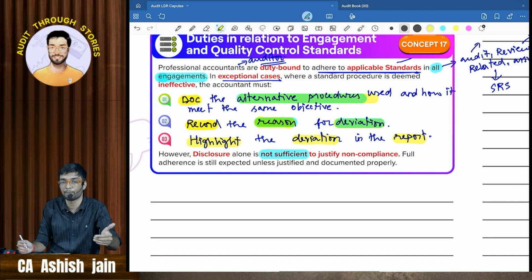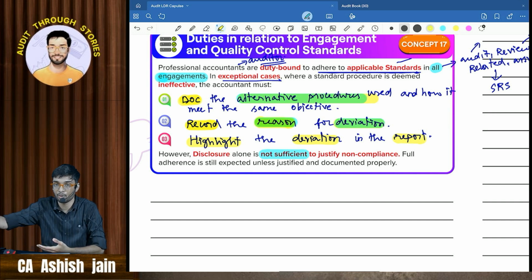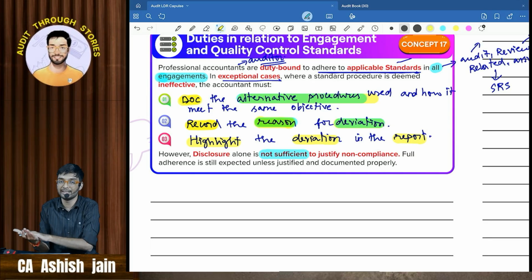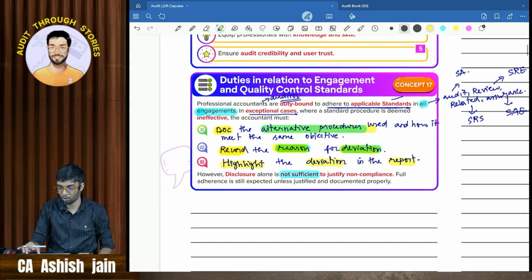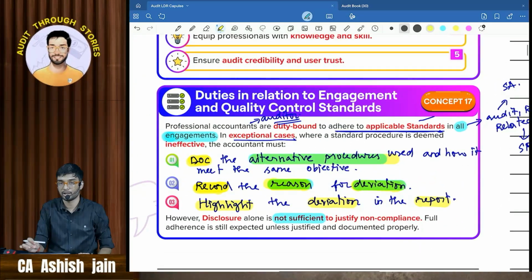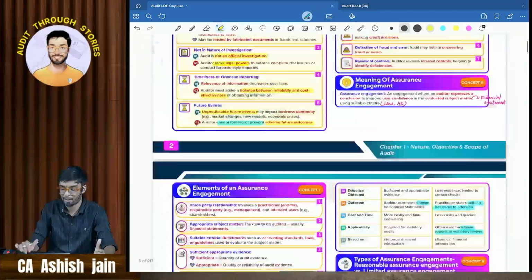What alternative procedure they have applied, obviously the practitioner has to document and keep it, and they have to give the information to the users. How can they give it? By highlighting the deviation in the report, and they also have to record the reason for the deviation. Okay, these are all the 3 points, and this is a very important concept, and one question and answer related to this concept is also there in our study material. So if you revise these 17 concepts, you are done with chapter number 1.